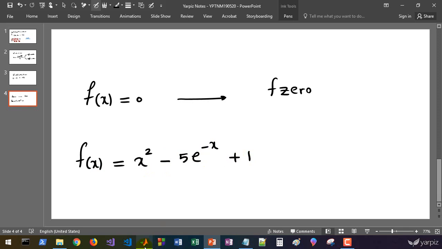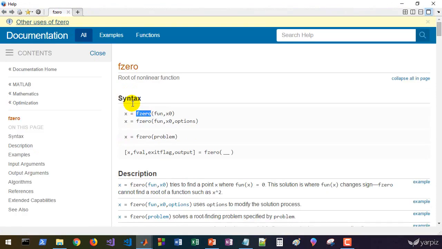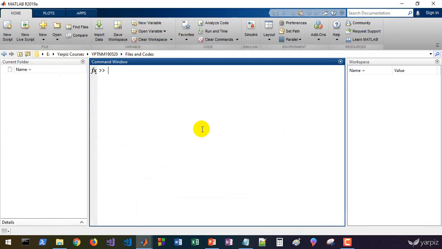fzero generally is in the form fzero(fun, x0). It accepts a function, which is the definition of our equation, and x0 is the initial solution where the algorithm starts to search. And there are some options. Let's take it simple and let's define the problem and solve this.